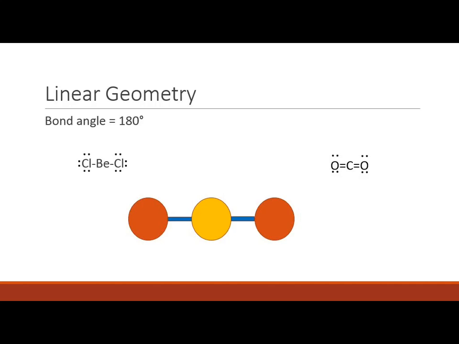So the first and the easiest would be a linear geometry. So notice that if we have this BeCl2 or a CO2 molecule here, we have a central atom, like our beryllium atom, in the middle here. I'm actually going to go ahead and label these for a second. And then we have chlorines on either side. Now these chlorines happen to have lone pairs on them, but that doesn't matter, okay? All that we really care about is what's happening around that central atom.